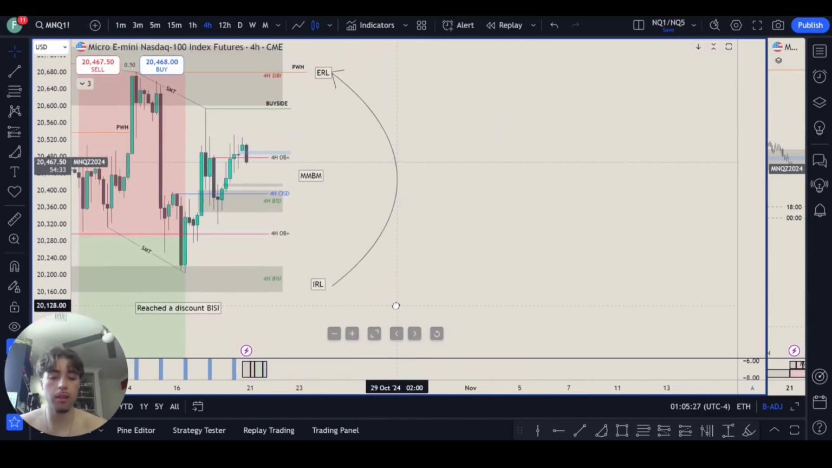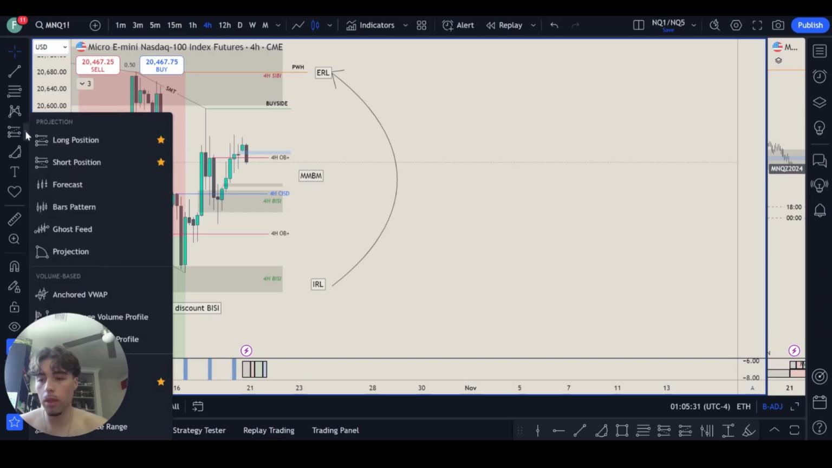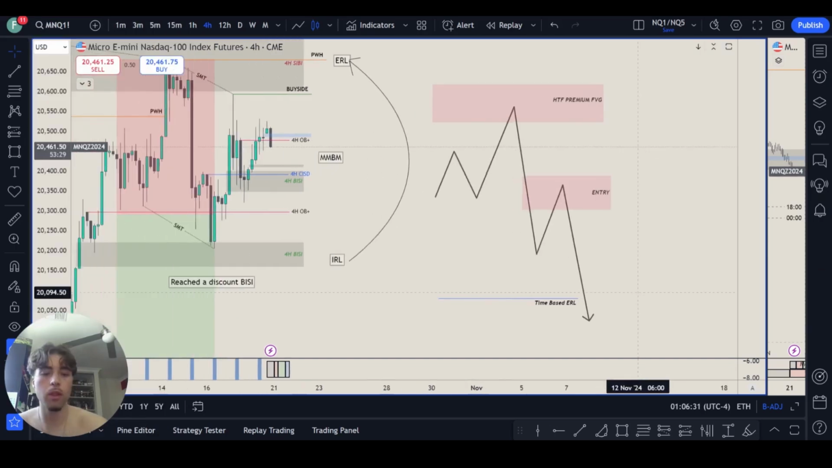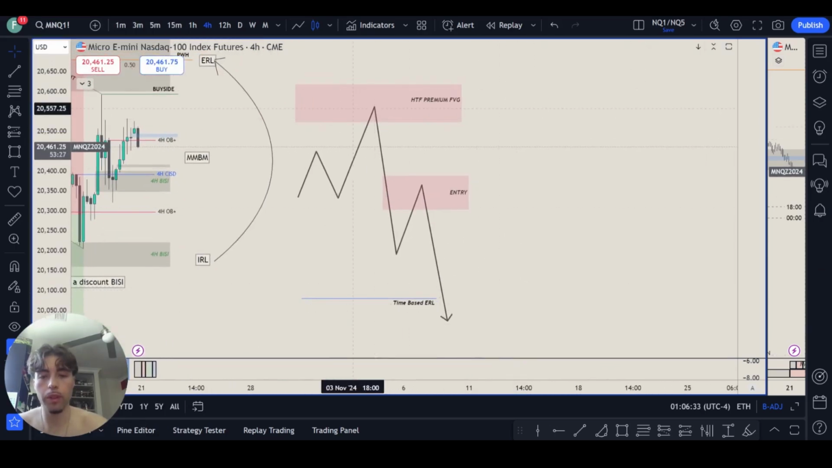Just to kind of make it easier for you guys to understand, this is what I'm looking for every time I'm in the markets. Now, this is the framework that I'm working with. So you can imagine this is a range up here. We reach into a high time frame premium fair value gap.